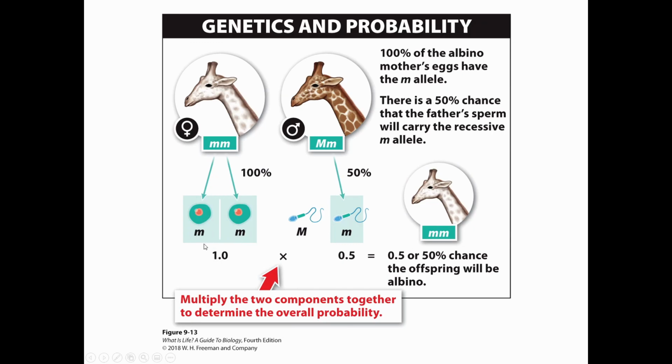Because what we do is we take the odds of the mom multiplied by the odds of the dad to give us the percentage chance of the offspring. Since mom is 100% albino for her gametes, we multiply by 1. Since it's a 50% chance of an albino gamete from dad, we multiply by 0.5. So 0.5 means it's a 50% chance.